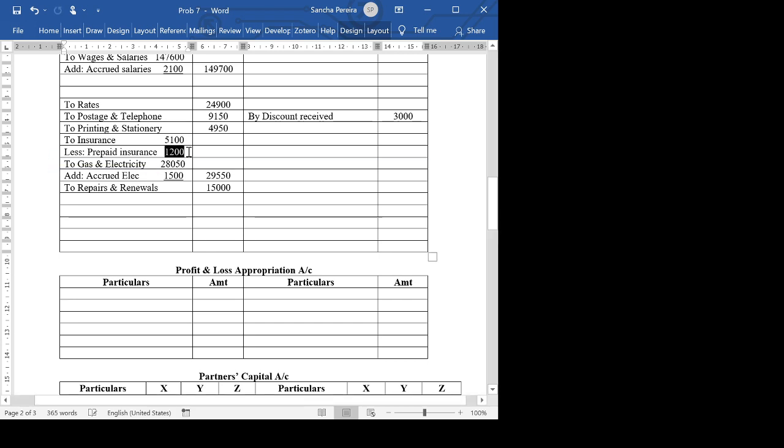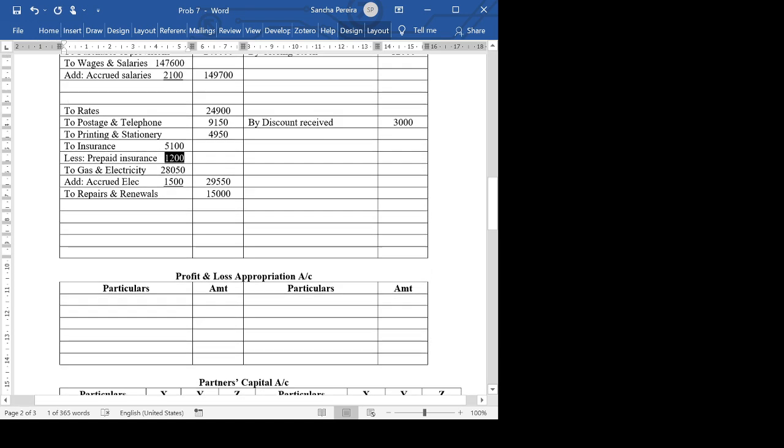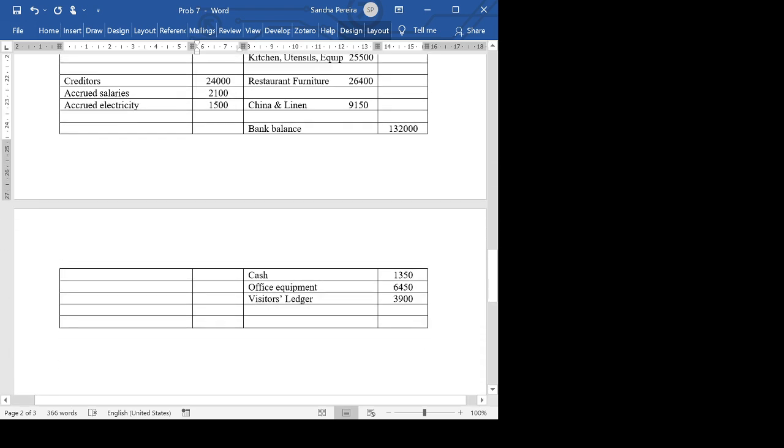Why do we minus prepaid? I had explained yesterday, because it is prepaid this year for next year. If you don't minus it, you will be showing extra expenditure for this year, and hence you will get a wrong net profit. This year's expenditure has to be shown in this year, next year's expenditure next year. So less prepaid insurance 1,200, this comes to 3,900. And similarly, this is an asset, so prepaid insurance 1,200.